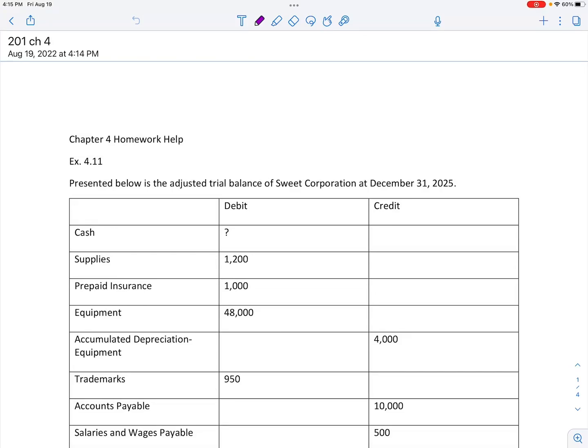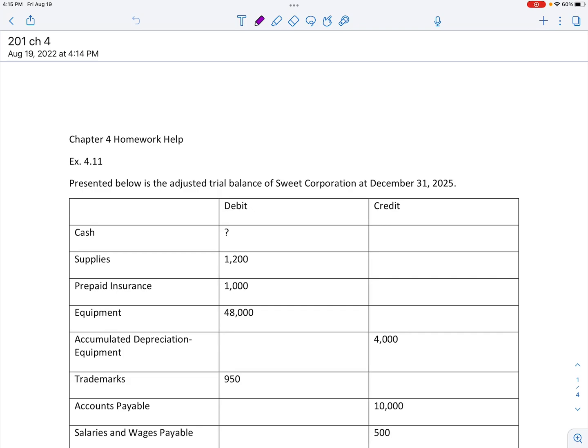In Chapter 4, we look at both a classified balance sheet and the statement of cash flows. So I'm going to walk you through one of each of those. If you want to follow along, I'm looking at exercise 4-11 for the balance sheet. So we're going to start there.